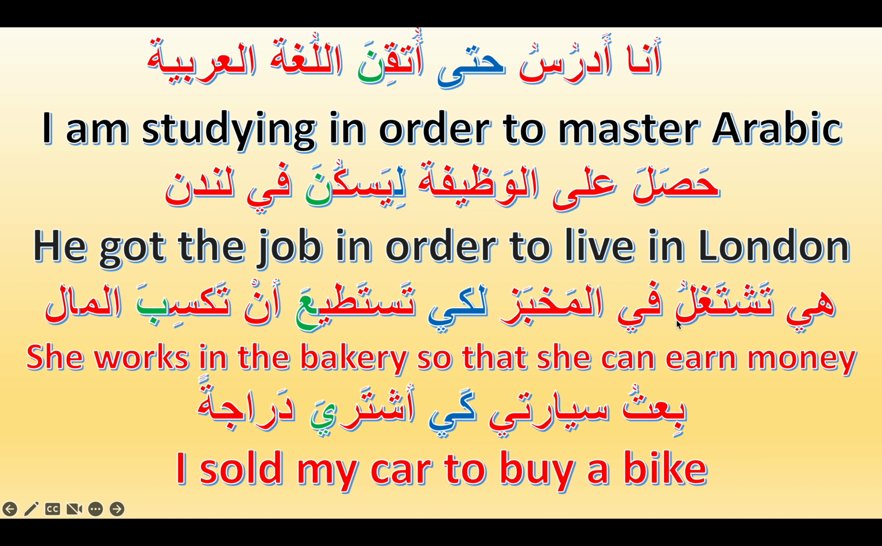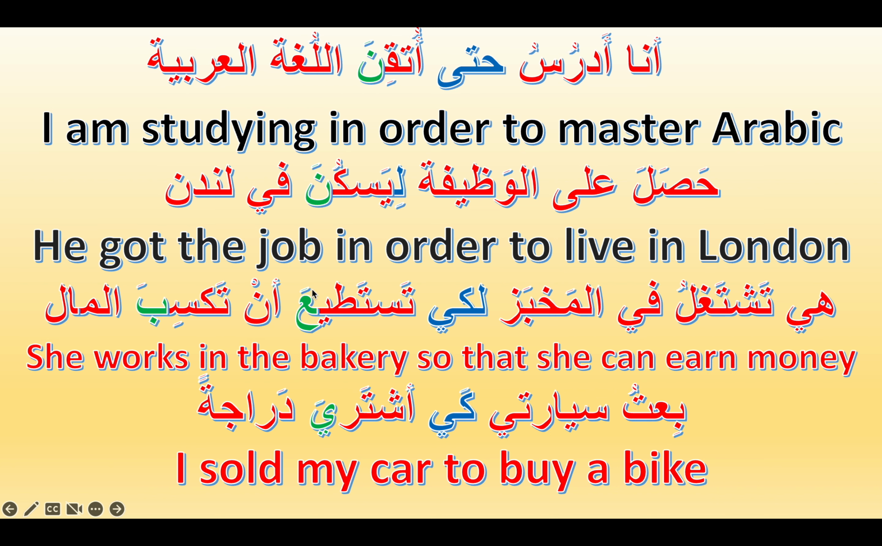هي تشتغل في المخبز لكي تستطيع أن تكسب المال. So اشتغل in the present يشتغل is another verb to work, like عمل and يعمل. Makhbaz is bakery. You can see the similarity from the root خبز, something to do with bread. خبز is bread. And then we have the verb استطاع يستطيع in the present. This means to be able to.